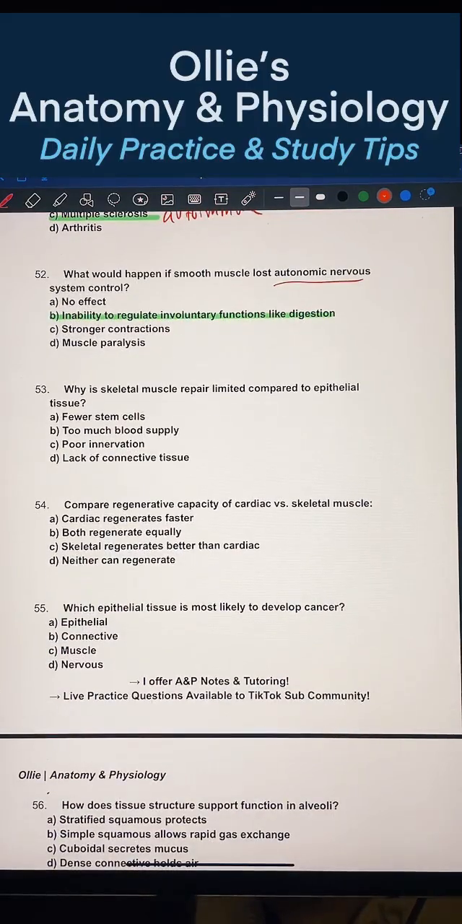Number 53, why is skeletal muscle repair limited compared to epithelial tissue? Why is skeletal muscle repair limited? A, B, C, or D?